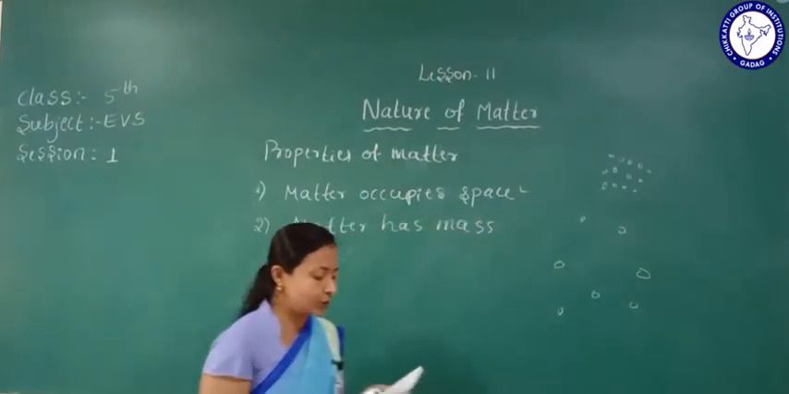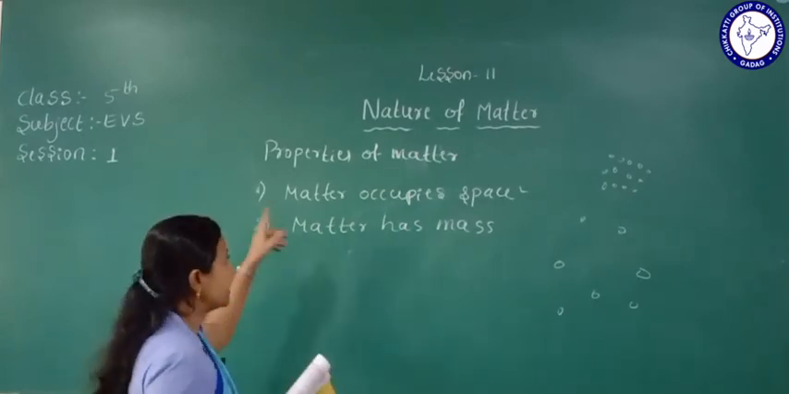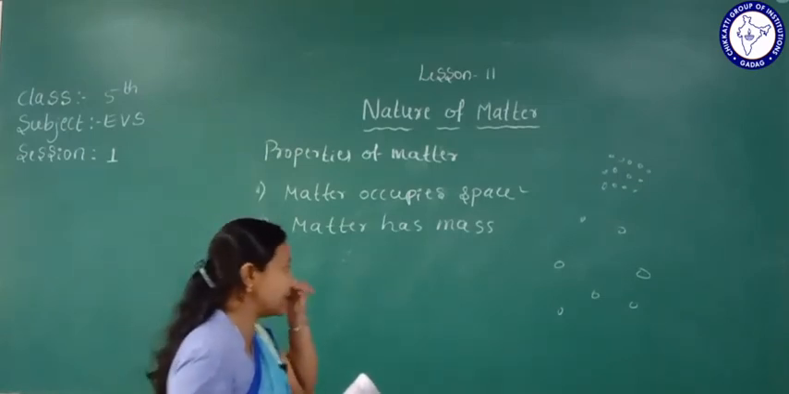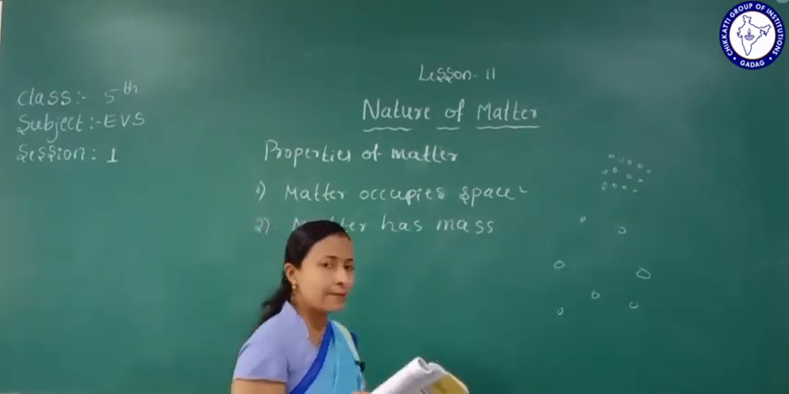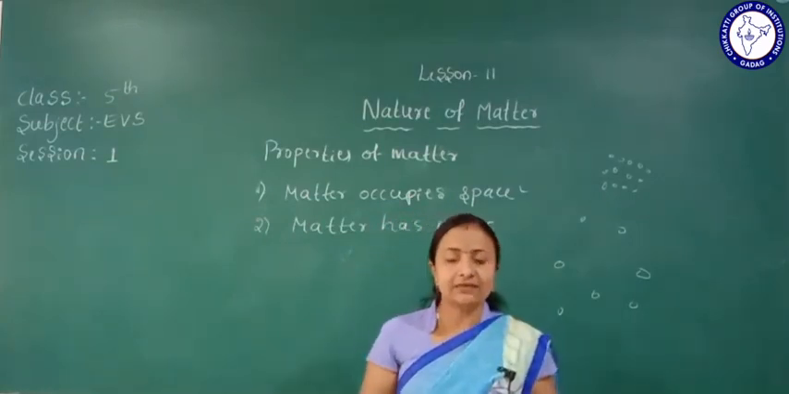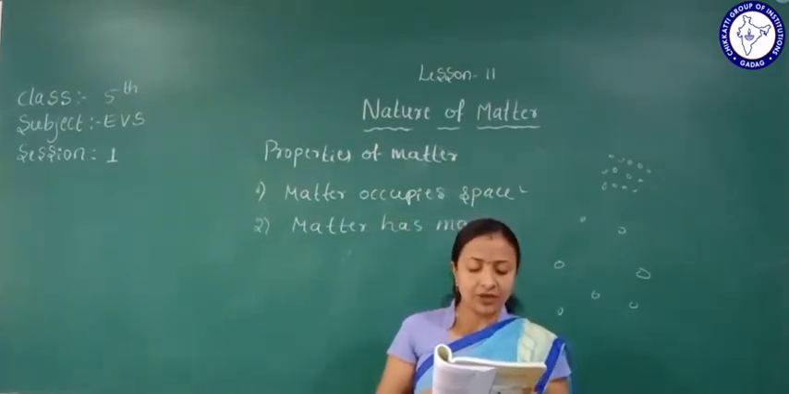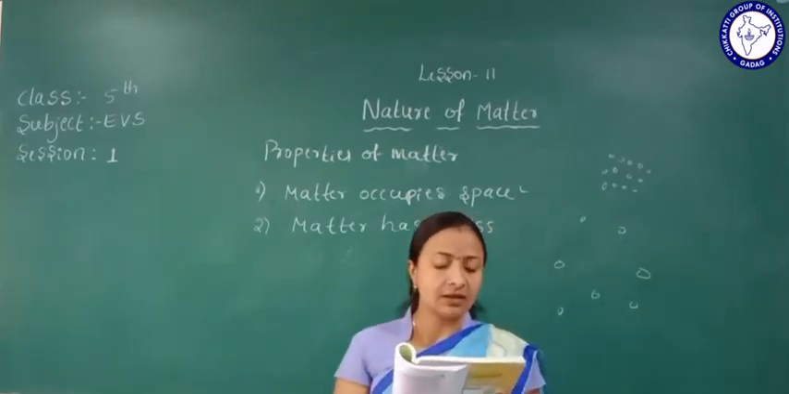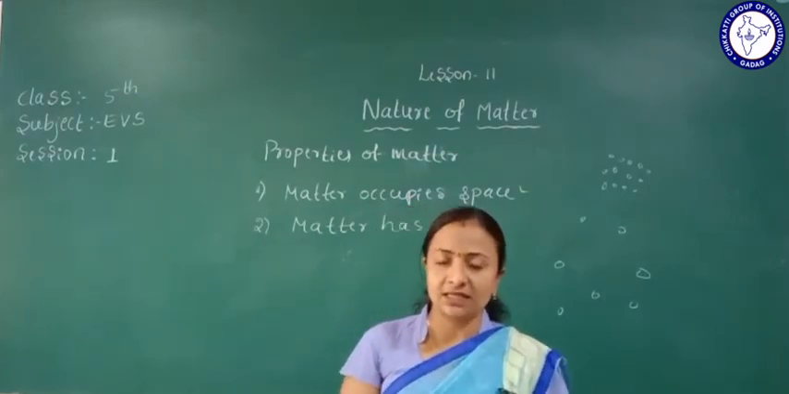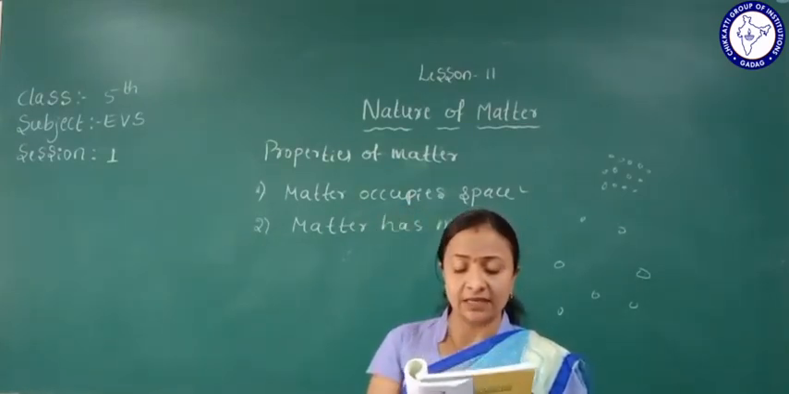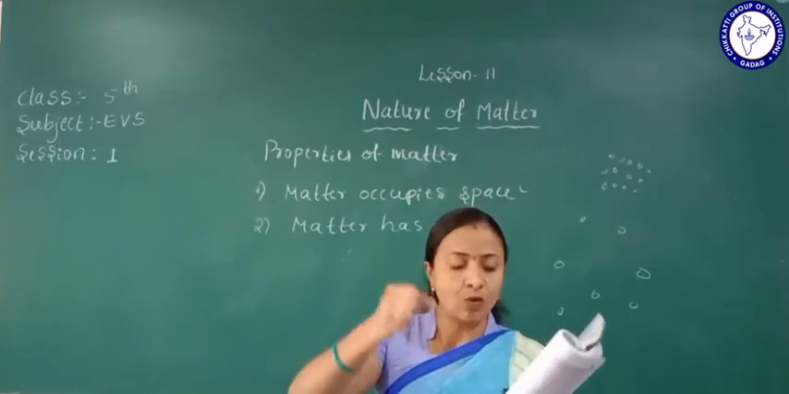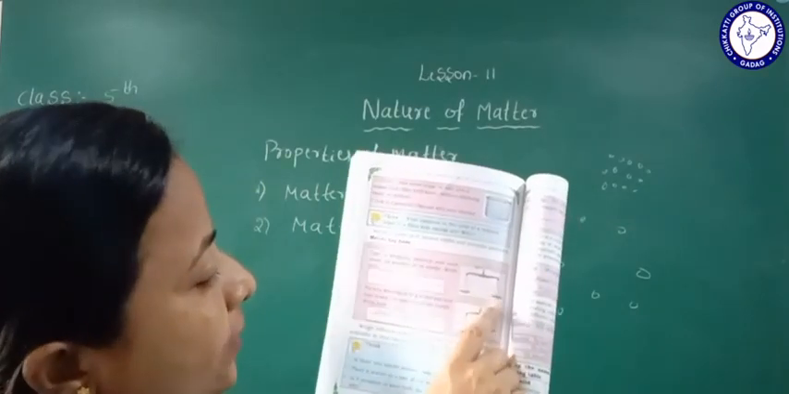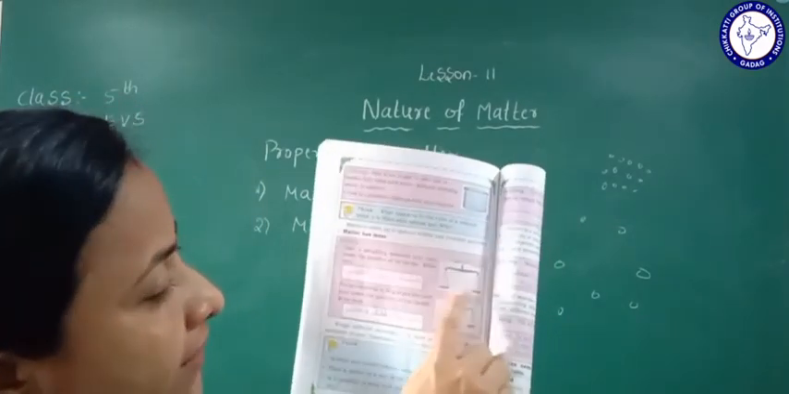Next, we are going to see the second property of matter, that is, matter has mass. They have given an activity here: take a weighing balance and note down the position of its needle. See here, students, observe the weighing balance. Are there any materials in the pan?